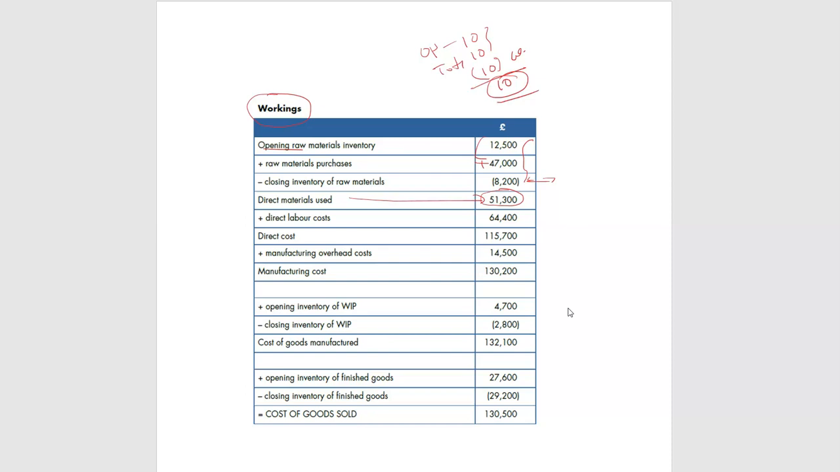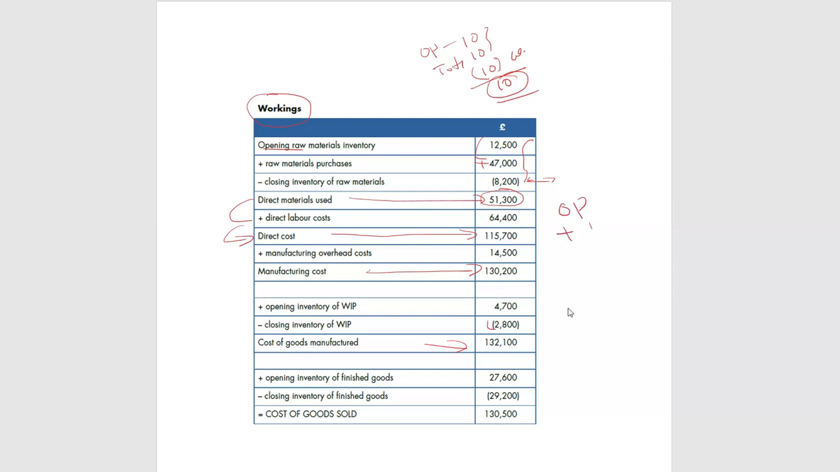So direct material and direct labor, if I add these two, that gives me the total direct cost. After that I have manufacturing overhead, that is 14,500, and if I add this, that gives me manufacturing cost. Then we move to the next step, WIP, that is work in progress. Opening work in progress less closing work in progress gives me cost of goods manufactured. Always follow this template: opening plus purchase less closing.